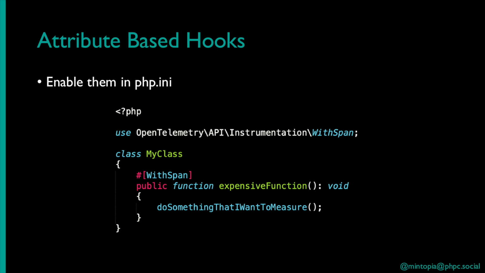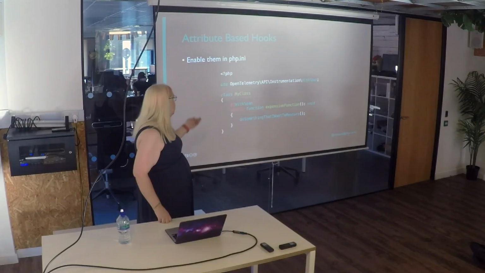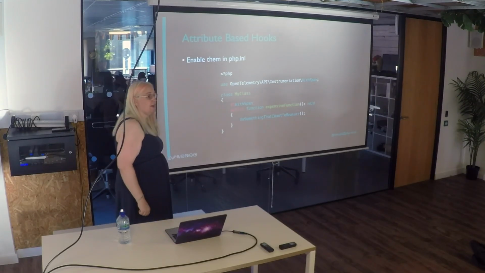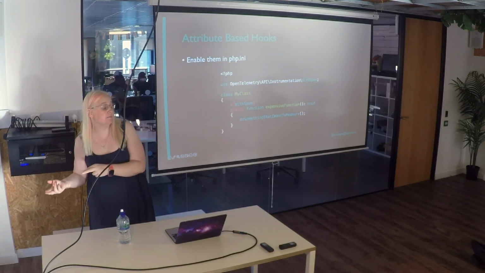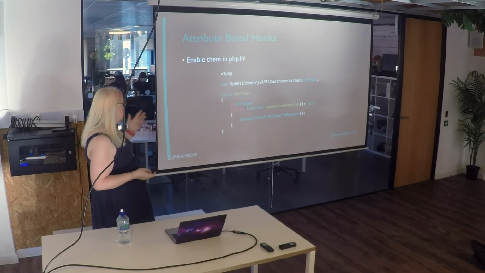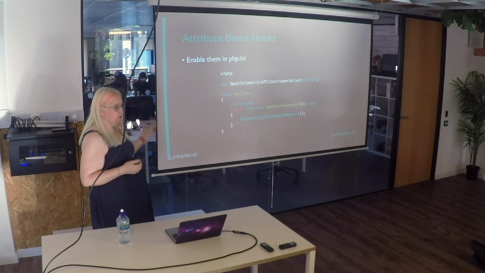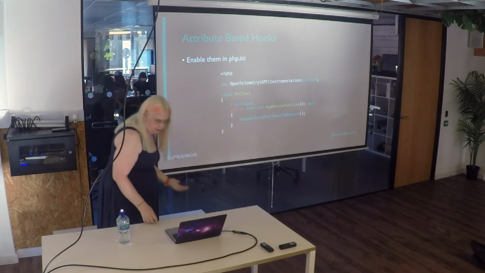So I mentioned the attribute-based hooks. It's really, really simple. You just literally add, with span, and that's it. This function would now show up as its own individual span within your trace. You can extend this a bit further and actually add attributes to arguments to your functions, and it will track those through as well.